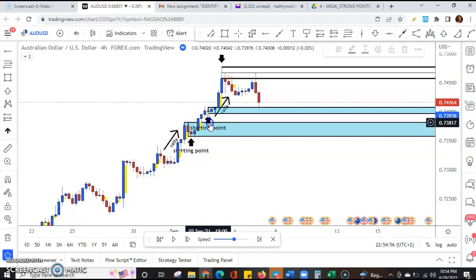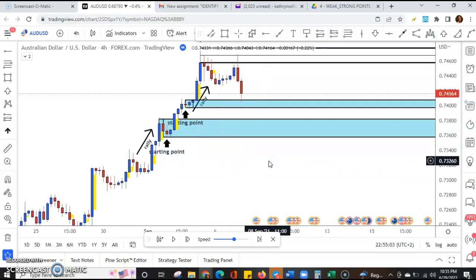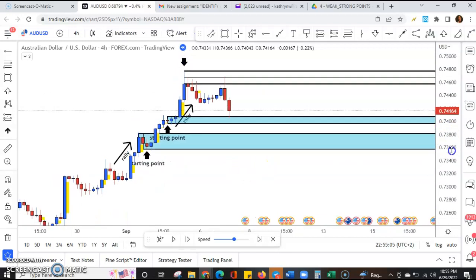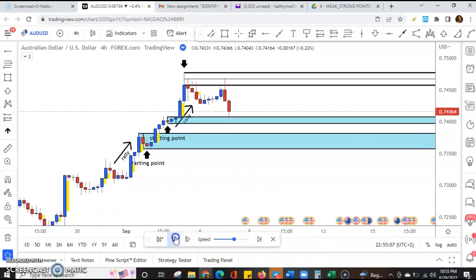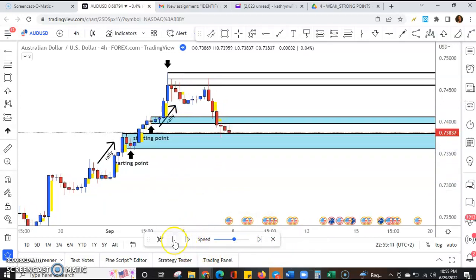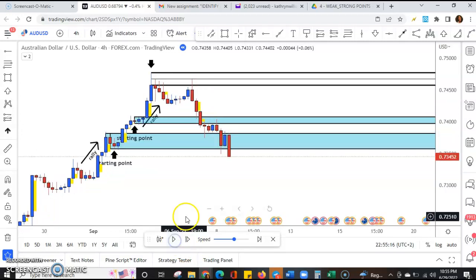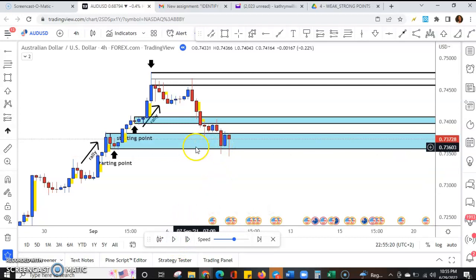And I'm going to look for whether or not the market will respect my demand zone, my starting point, or violate it for a trend reversal to the downside. So as you can see, it blew right past that first zone, and now we have entered the second zone right here. It is respecting this zone. We see a reaction, which equals rejection, and you can see that by the wicks.